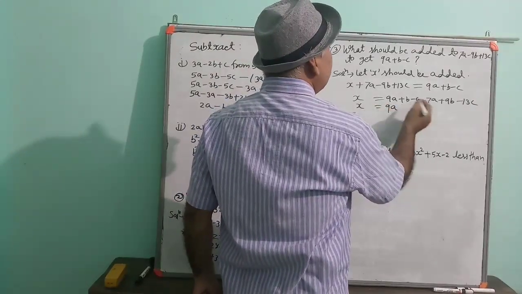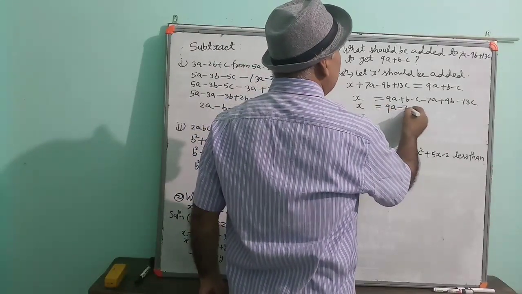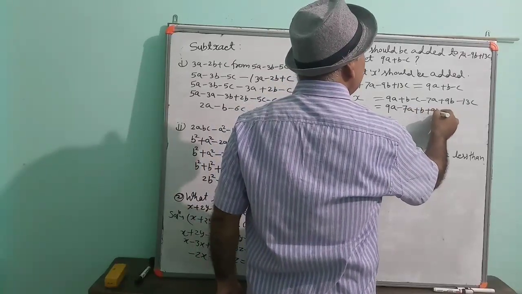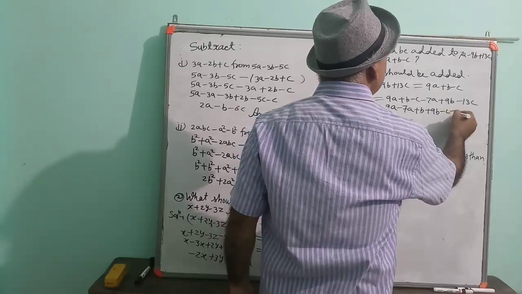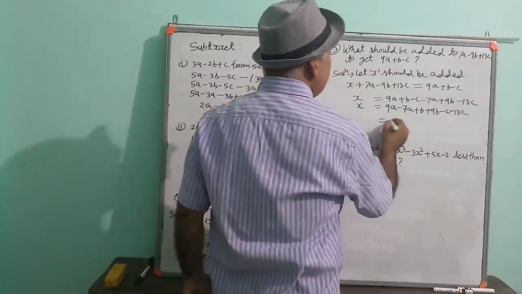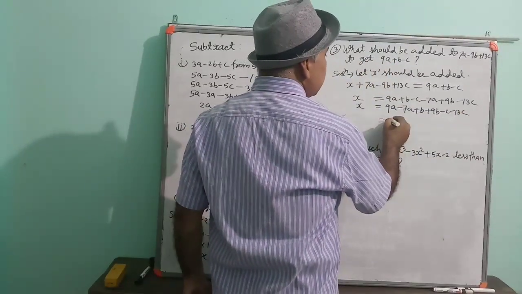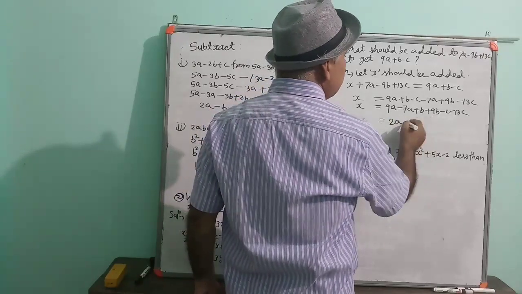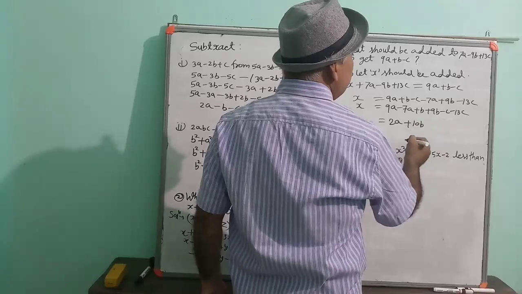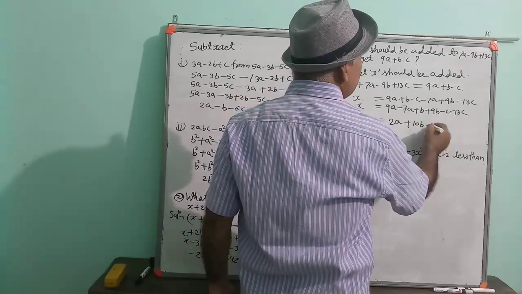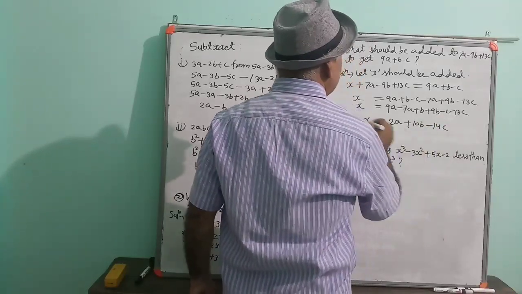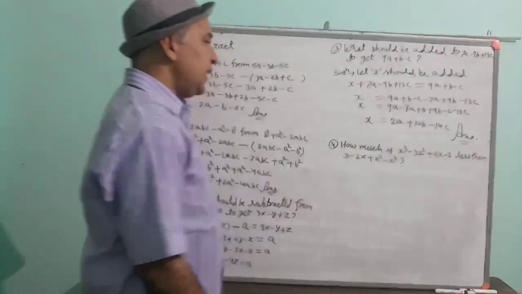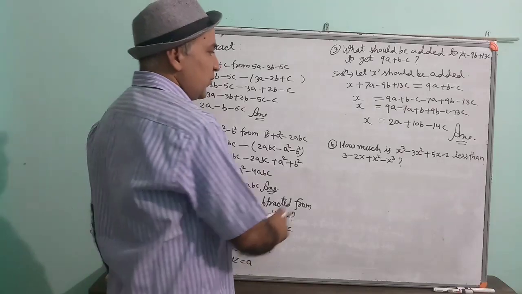Now write down all the like terms together. 9a minus 7a plus b plus 9b minus c and minus 13c. Now 9 minus 7 is 2, so there is 2a, plus 1b plus 9b is plus 10b, minus 1 and minus 13 is minus 14c. This is your required expression. Okay?